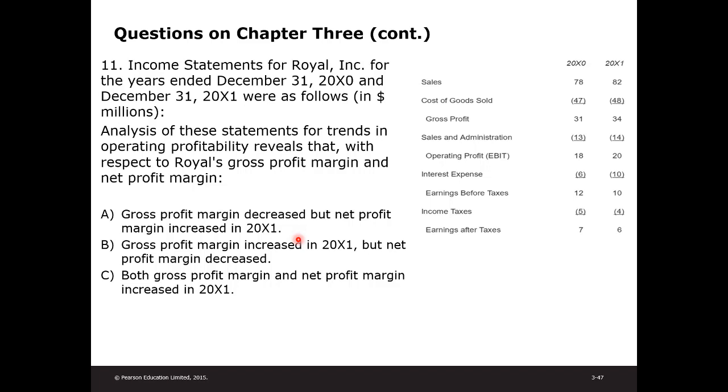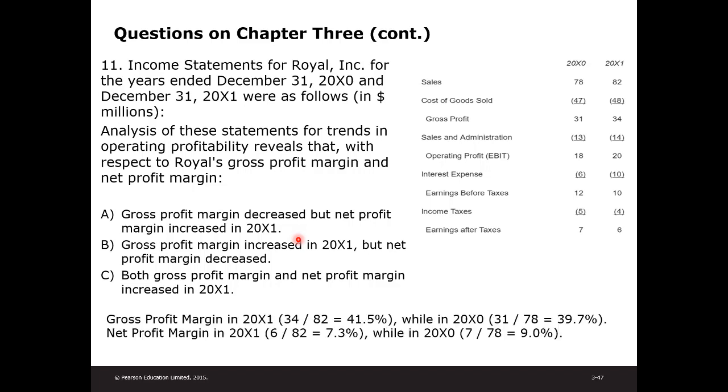First, in order to solve this question, we need to calculate the ratios in order to make a trend analysis or time series analysis to know which one increased and which one decreased. So, after calculating, the gross profit margin in 2001 is 41.5%, while in 2000 it was 39.7%. So this means that the gross profit margin increased, while the net profit margin in 2001 is 7.3%, while in 2000 it was 9%, which means that the net profit margin decreased. So the answer here will be B.